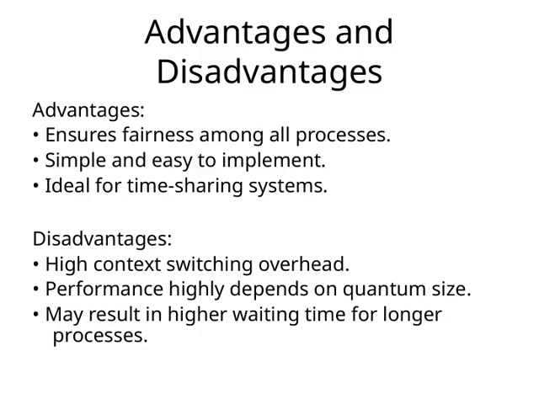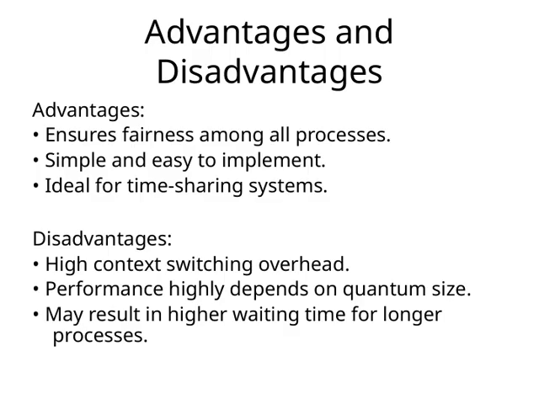Let's take a look at the advantages and disadvantages of this scheduling method. Starting with the advantages, one of the key benefits is that it ensures fairness among all processes. This means every process gets a chance to be executed, which is crucial in maintaining a balanced system. It's also quite simple and easy to implement, making it practical for many real-world applications. Additionally, this approach is ideal for time-sharing systems, where sharing CPU time efficiently among multiple users is essential.